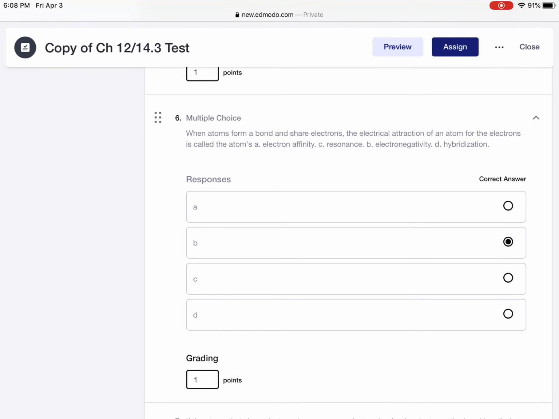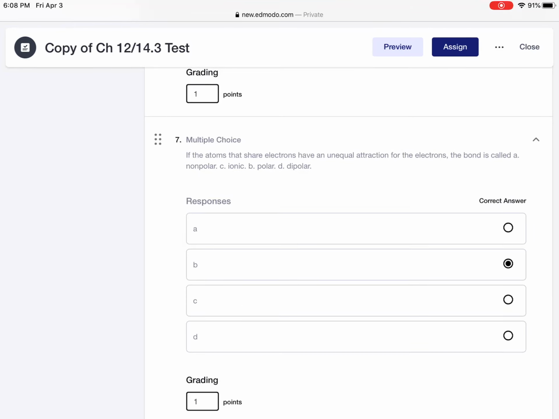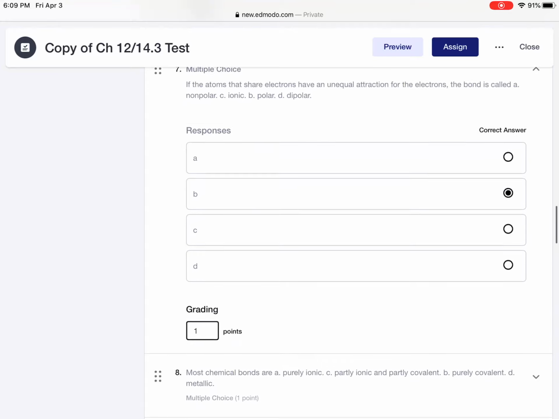Six. When atoms form a bond and share electrons, the electrical attraction of an atom for the electrons is called the B, electronegativity. Remember, electron affinity would be if the atom was by itself, not part of a bond. Seven. If the atoms that share electrons have unequal attraction for the electrons, then that is a polar bond.